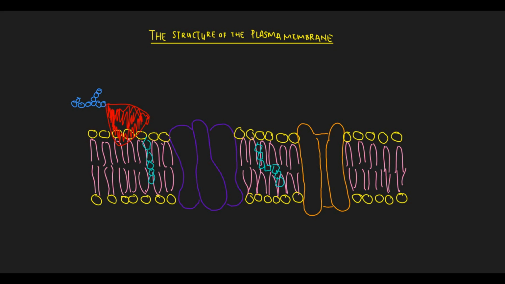So basically what we will be covering in this video is the fluid mosaic model, and we will be covering the structure of the plasma membrane. We will be deliberately explaining the functions of the phospholipid bilayer, the carrier proteins, pore proteins, and each and every one of the components in the plasma membrane.